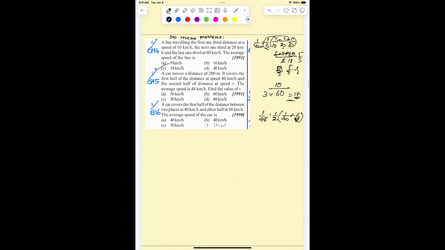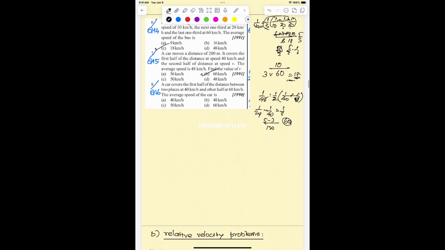This goes 1 by 24. 1 by 24 minus 1 by 40 equals 1 by v. Now, what is the LCM? 6 into 4, 10 into 4, 6 and 10 is 30, therefore 30 into 4, 120 should be the LCM. Therefore, 5 minus 3 is 2 by 120, so 60 is the answer. Did you get 60? Check it. If not, go through the working once again.